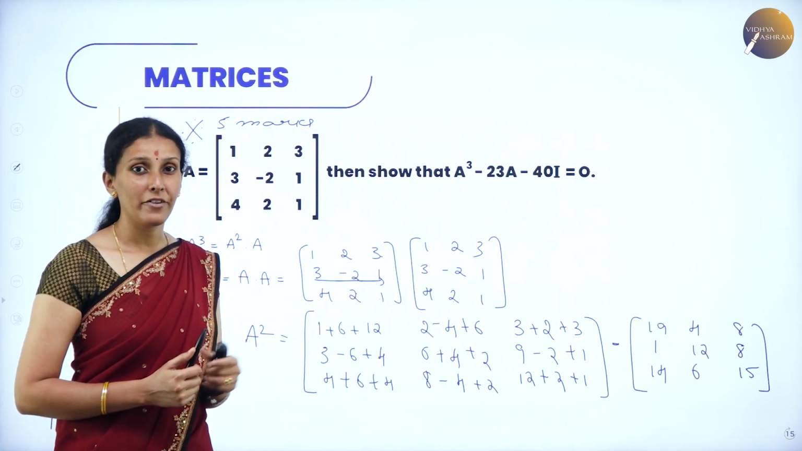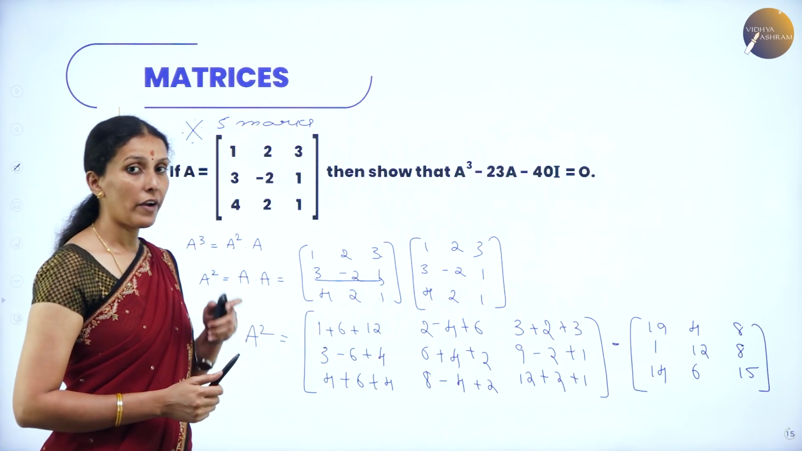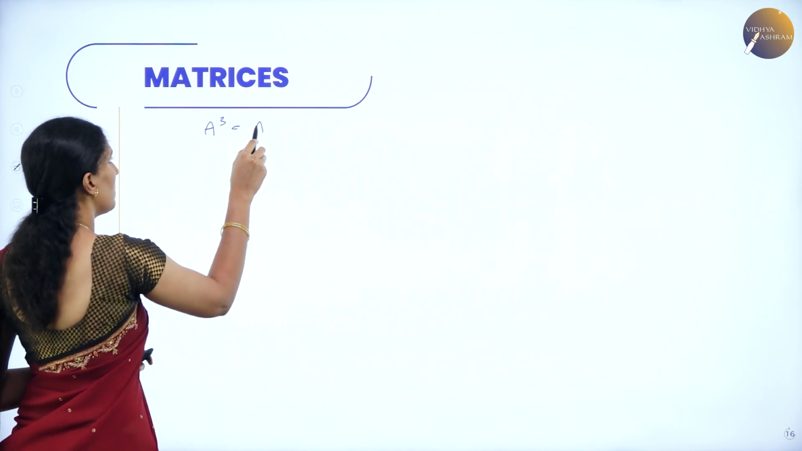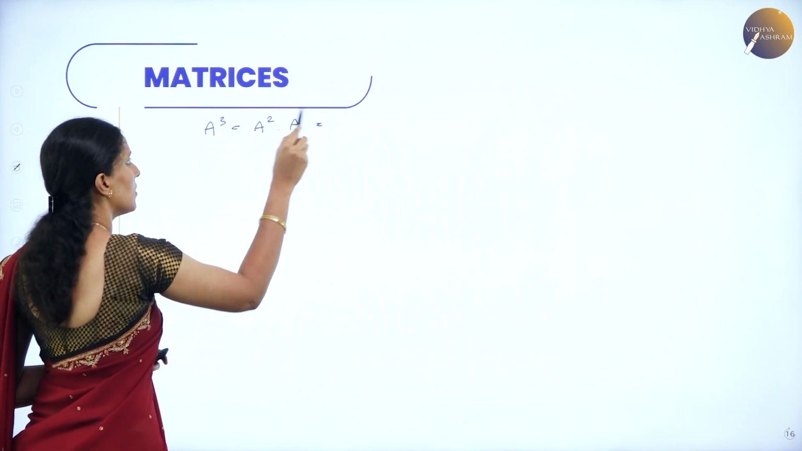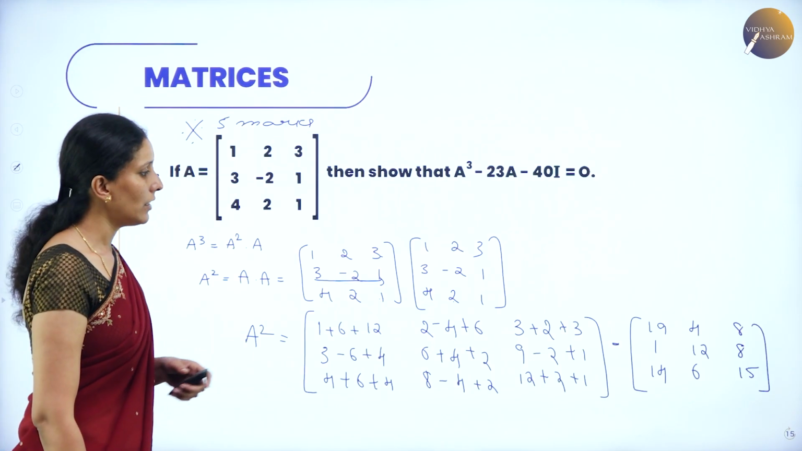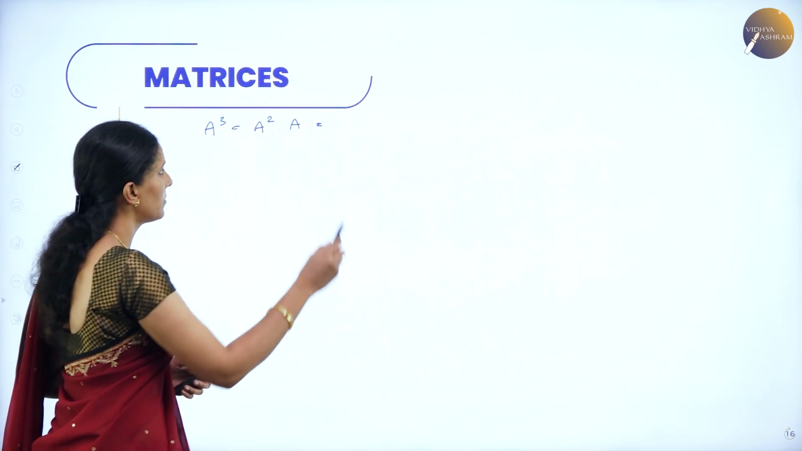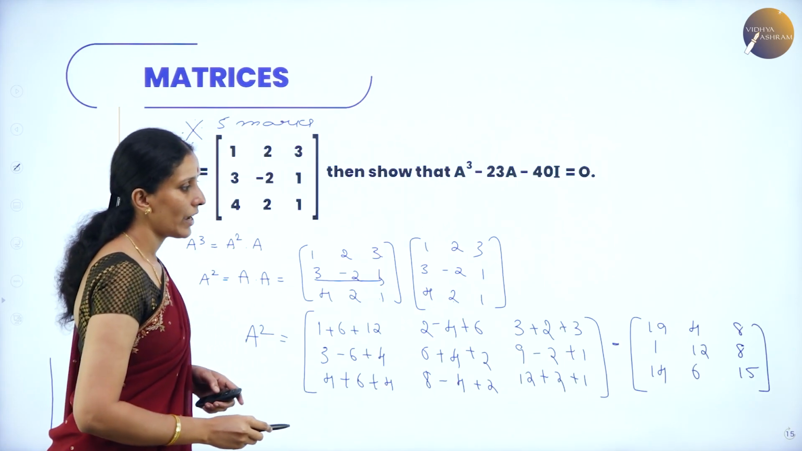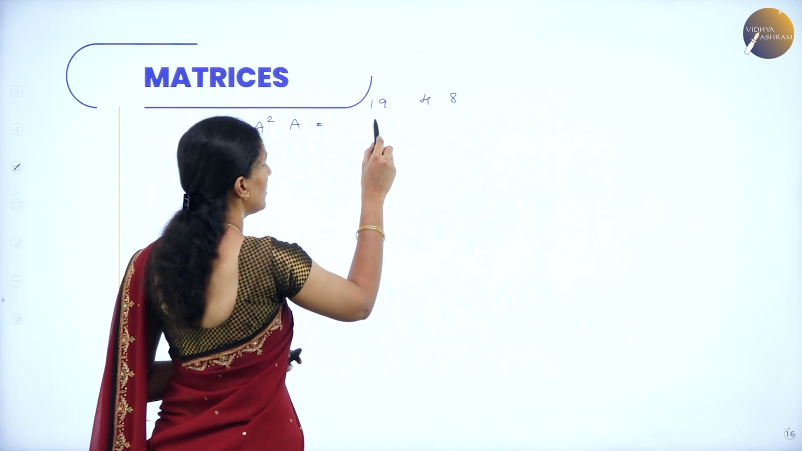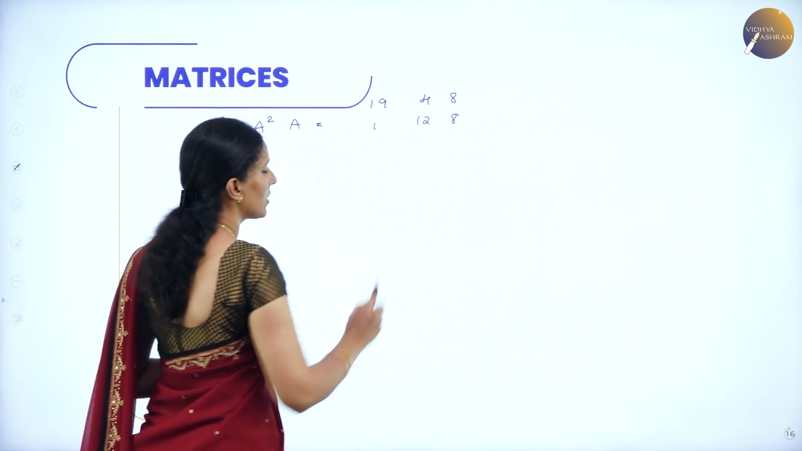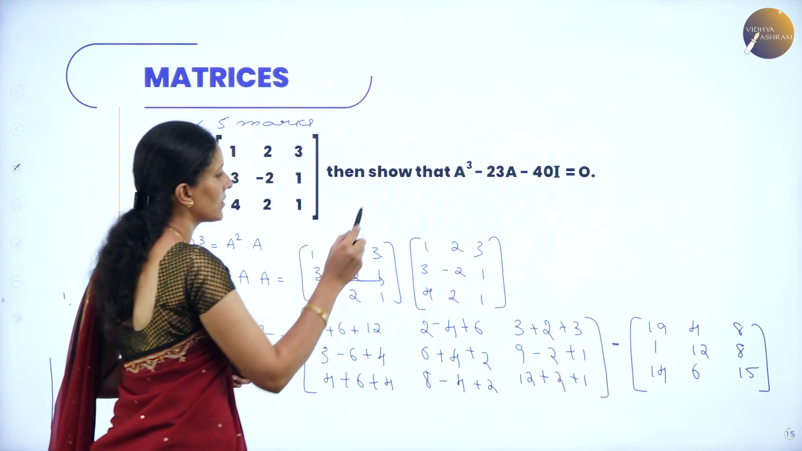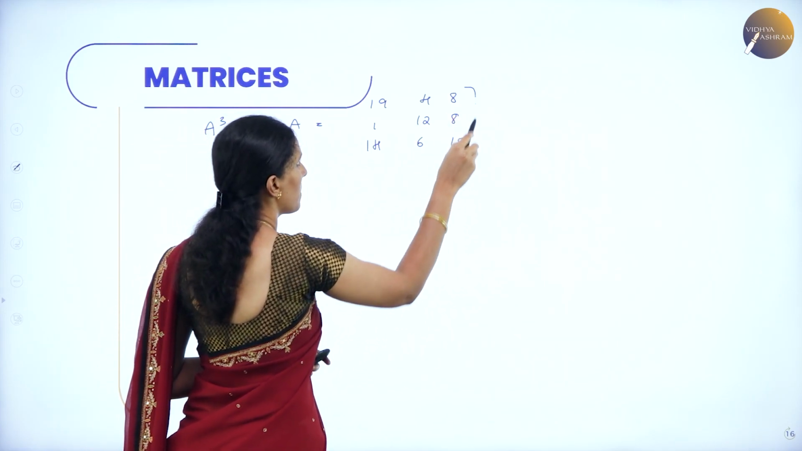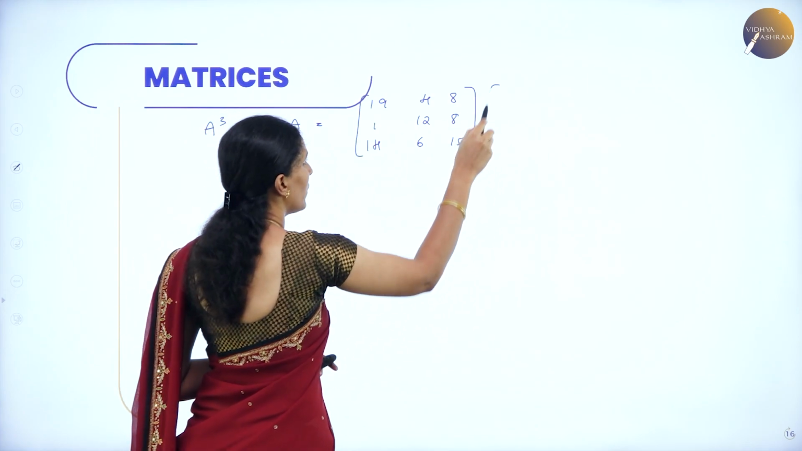Now this is matrix A square. Now we have to find out A cube. So for A cube, we need to multiply A square with A. So what is A square we got here? 19, 4, 8. Next we have 1, 12, 8. Next we have 14, 6, 15. Now multiply this with A.